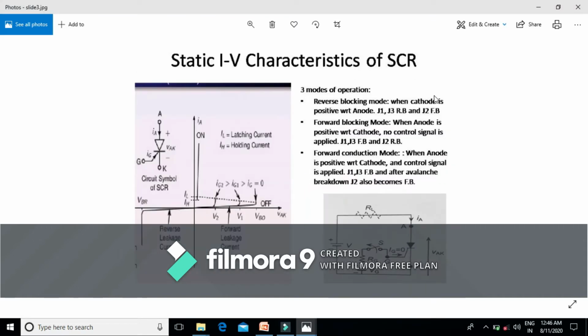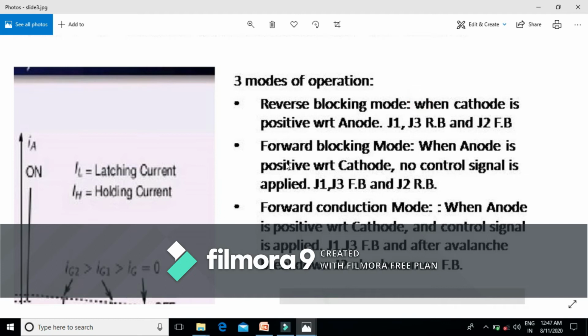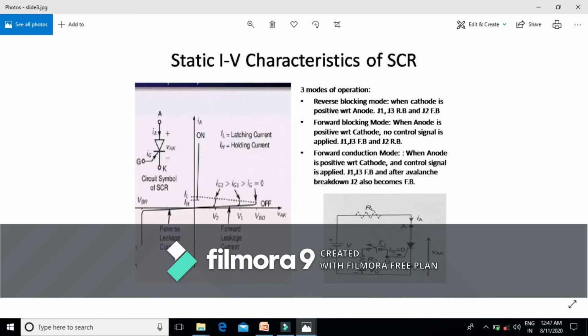A thyristor has three basic modes of operation: reverse blocking mode, forward blocking mode, and forward conduction mode. In order to explain the IV characteristics of SCR, we must know about these three modes of operation. In reverse blocking mode, the SCR is in off state. In forward blocking mode, the SCR is also in off state. The only mode in which the SCR is in on state is the forward conduction mode.